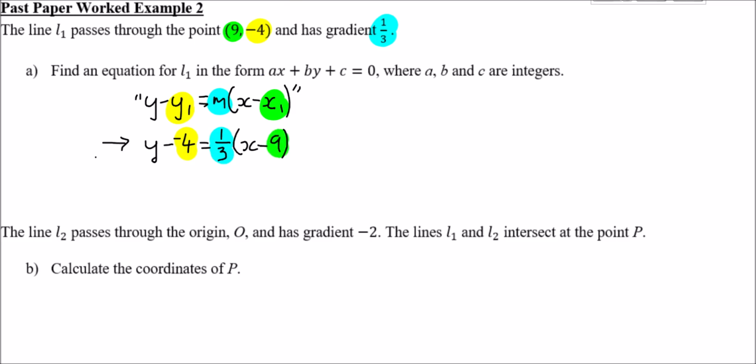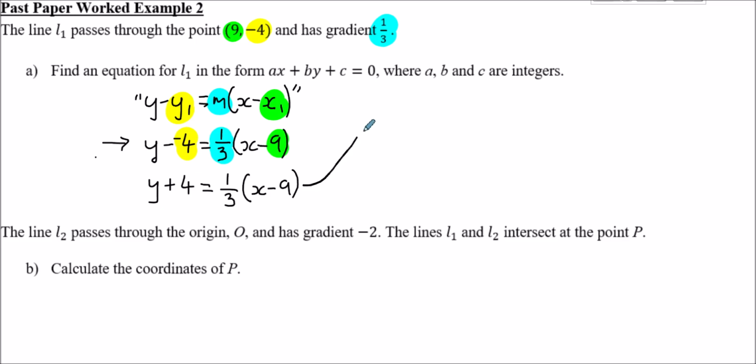So let's just neaten this up. So minus minus 4, that needs to be gotten rid of before we make a mistake with these negatives. So that's y plus 4 equals 1/3, brackets x minus 9. We need it in this form. This form has no fractions, everything needs to be an integer.